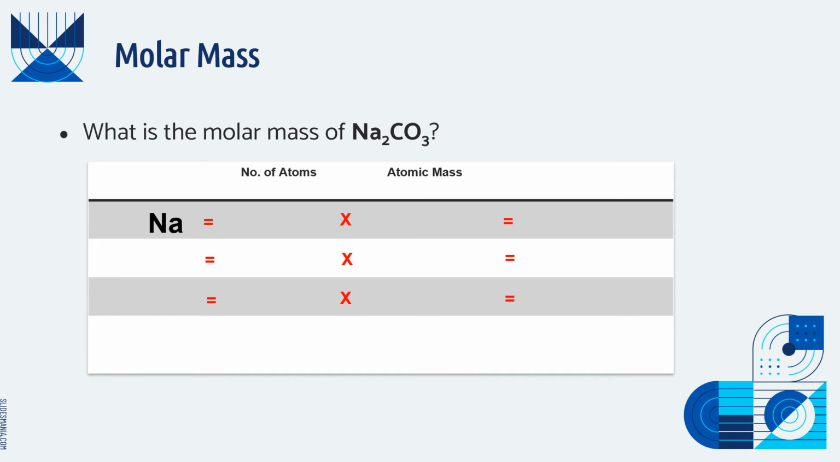In sodium carbonate, there are three elements. We have sodium, carbon, and oxygen. Let us take a look first at the atomic mass. The atomic mass of sodium is 23. The carbon is 12.01 and the oxygen is 16.00 gram per mole.